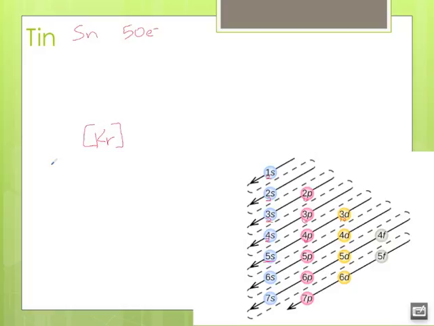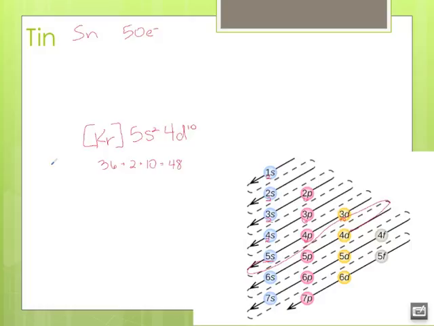So we're going to start at 5s. It has 2 electrons. Remember, this is my 36 electrons plus my 2 5s. Plus, I go next back around to 4d. And 4d can have 10, so that's 36 plus 2 plus 10, so this gets me 48 so far.